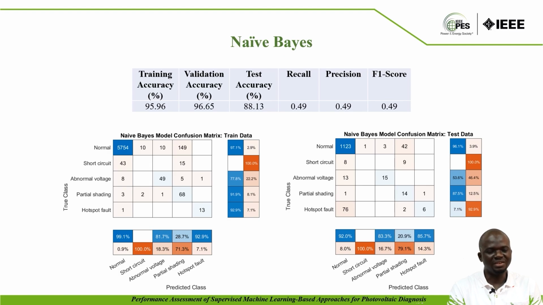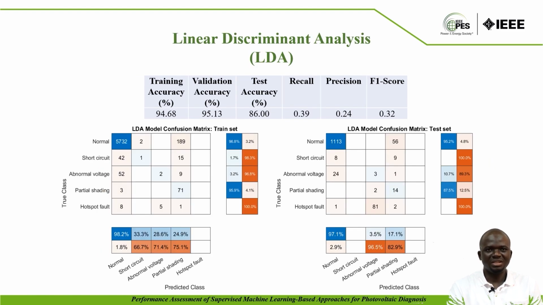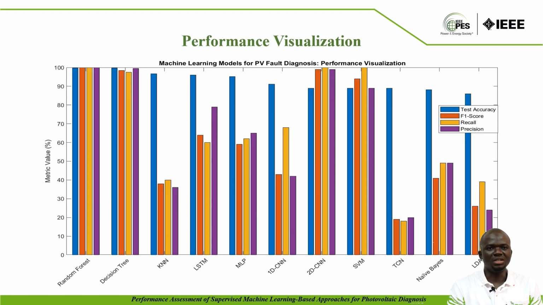So this brings us to naive Bayes, having a test accuracy of 88.13%, and the confusion matrix shows how it struggled in correctly diagnosing and classifying the anomalies within the solar PV data sets. So we have the support vector machine, which also achieved a test accuracy of 88.97%, and the confusion matrix shows it correctly and incorrectly classified the anomalies within the data sets. And lastly, the linear discriminant analysis, which is the LDA, achieved a test set accuracy of 86.0%, and it struggled in correctly identifying and classifying the anomalies within the data sets.